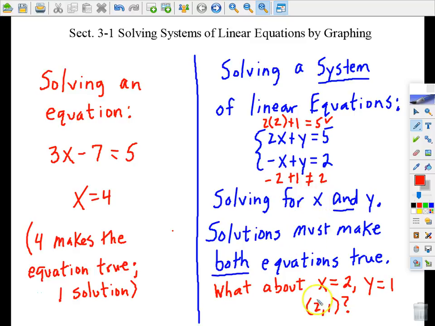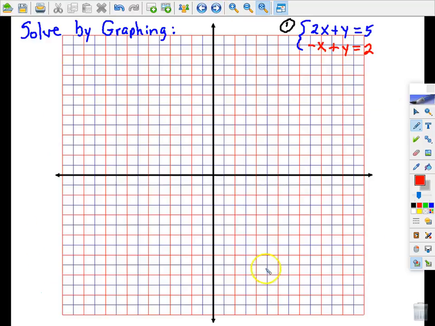So what we've shown here is that even though 2, 1 did make one of these true, it did not make both of these true. Therefore, this is not a solution to the system. Okay, so we're looking for the two variables, x and y, that make both of the equations true in the system. Okay, so again, our method today is going to be strictly the graphing method, and then tomorrow we're going to look at two other, hopefully familiar methods, substitution and elimination.